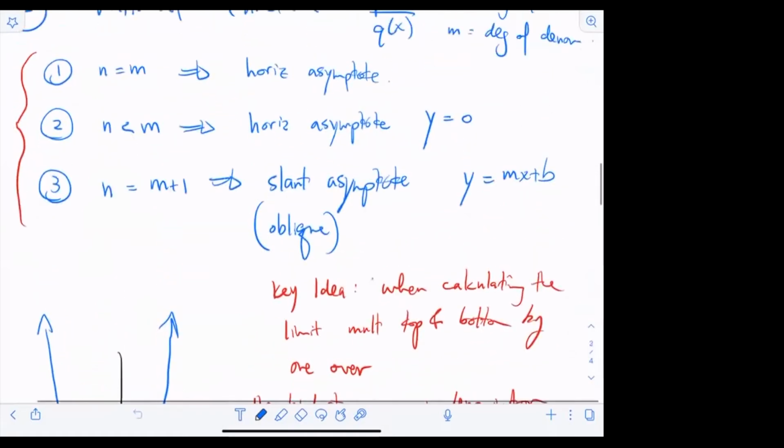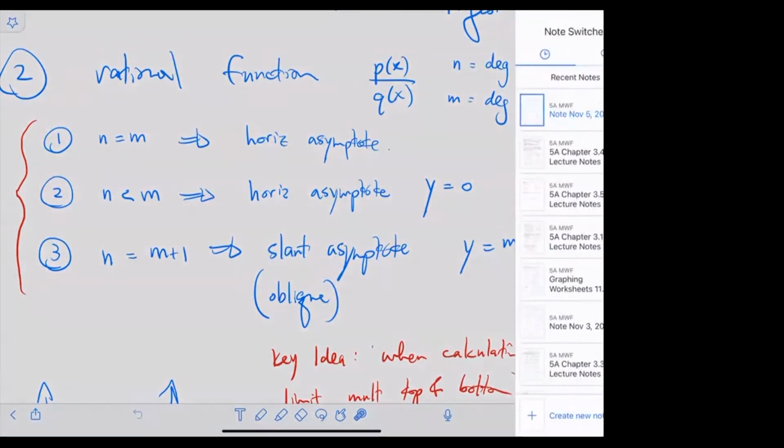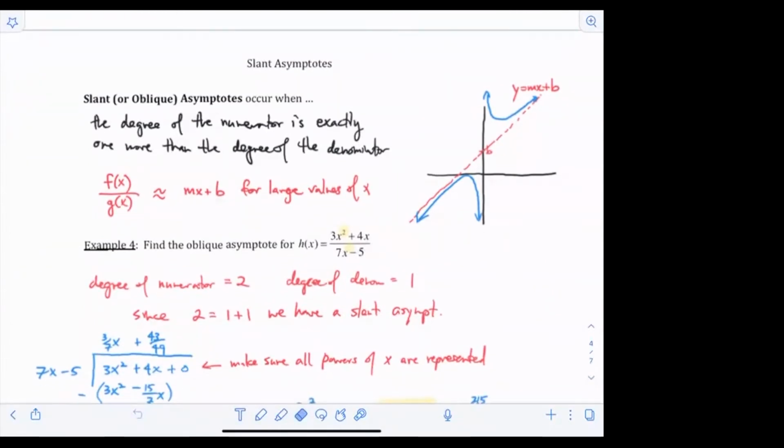So the third case is when the degree of the numerator is exactly one more than the degree of the denominator. When that happens, you're going to have a slant asymptote. I tried to capture that idea over here. Basically, when you divide the polynomials, you're going to have an x plus a constant plus some remainder.